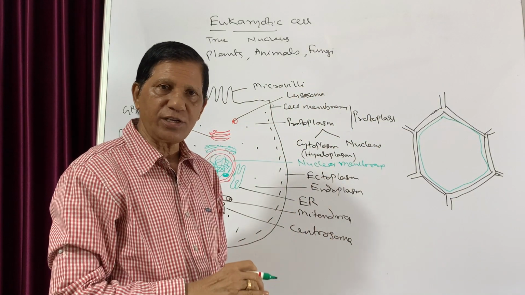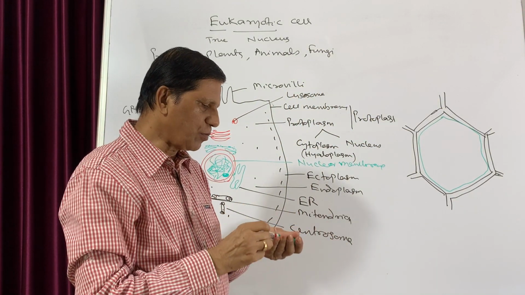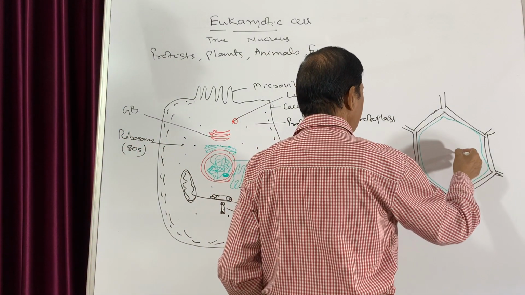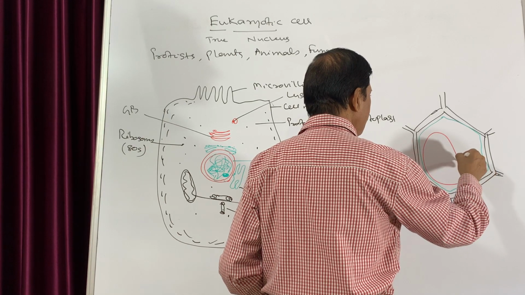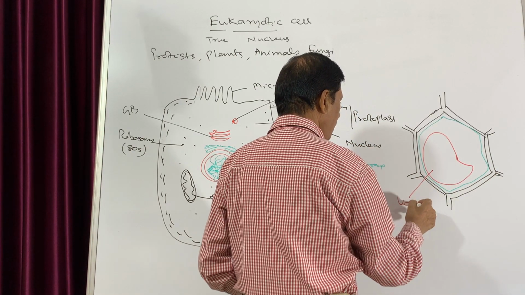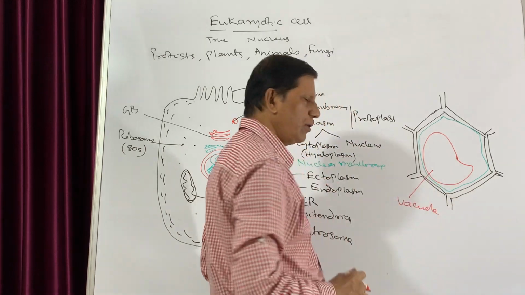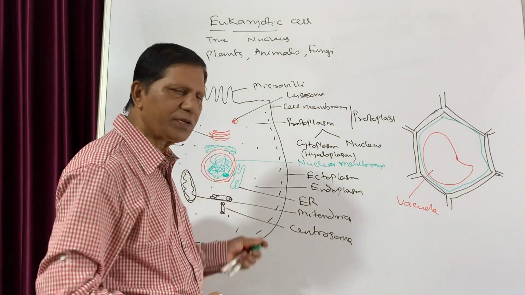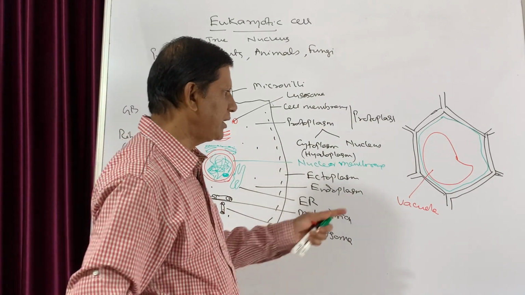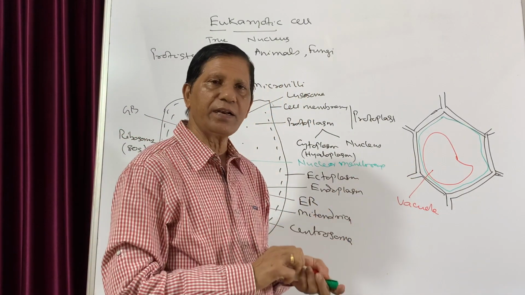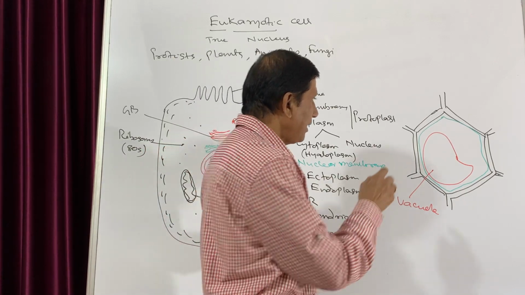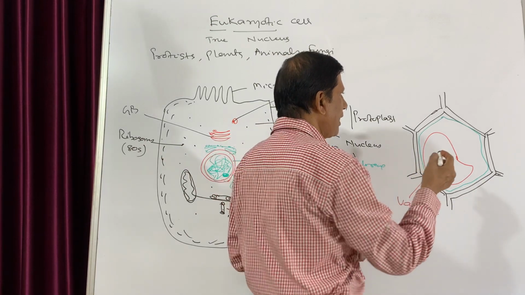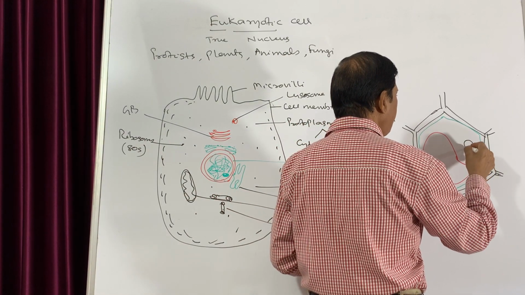In case of plant cell, the major part of it is occupied by a large central vacuole. That means a large central vacuole occupies this. This is the vacuole, and this central vacuole is not present in case of animal cells. If vacuoles are present, they are only very small vacuoles, but this central vacuole is very prominent in case of plant cells. And since the central vacuole is present, naturally the nucleus is pushed toward the periphery.